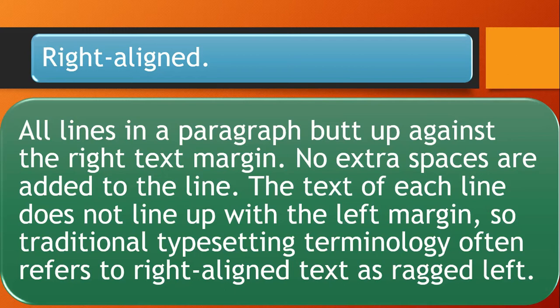Right aligned. All lines in the paragraph butt up against the right text margin. No extra space is added to the lines. The text of each line does not line up with the left margin, so traditional typesetting terminology often refers to right aligned text as ragged left.